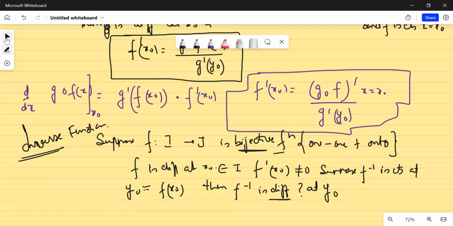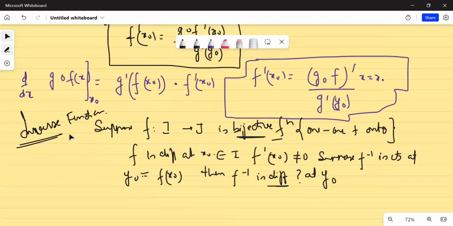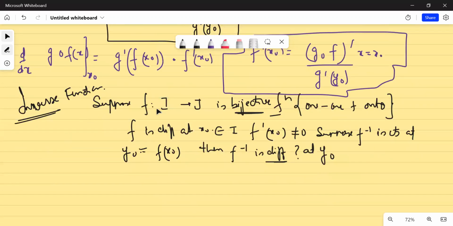Okay, so in the last session we were doing the inverse function theorem and we were not able to complete it. So suppose function f is defined from an open interval I to J and it is a bijective function. Why am I writing bijective? Because I want to find the derivative of the inverse. For finding a derivative of the inverse, first the inverse should be well defined, and I'll teach you all these things in greater detail later on, but since you're in 12th, you should at least know that the inverse of a function would exist only if the function is bijective.